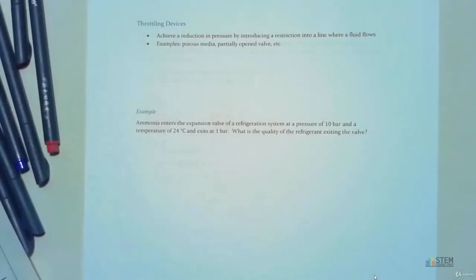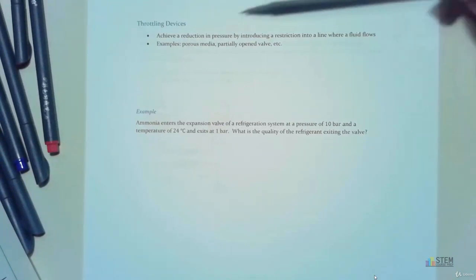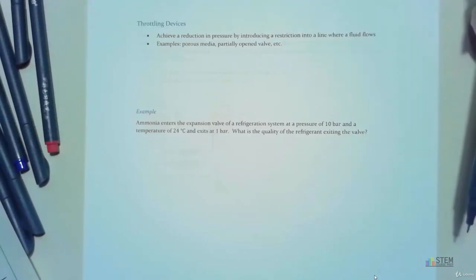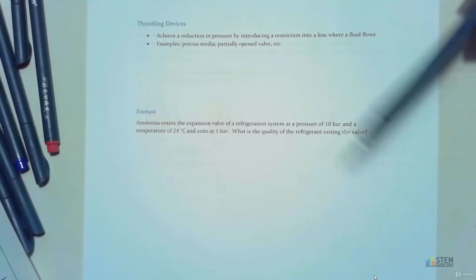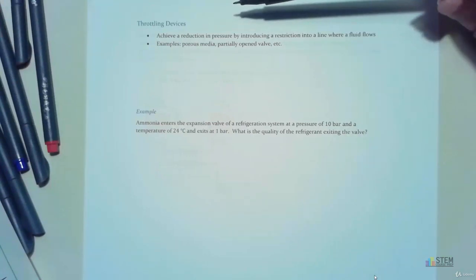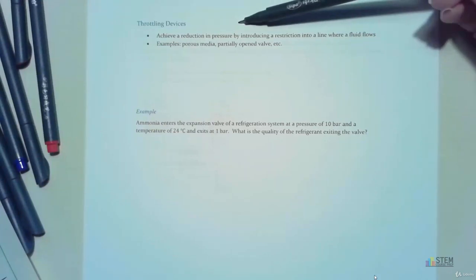Hey guys, welcome back. This is our last topic for Chapter 4, and this one's going to be over throttling devices. A throttling device is going to give us a reduction in pressure by introducing a restriction into the line where fluid flows. For example, if you had a water hose out in the backyard and you put a sponge in front of the opening of the hose and turned the water on, that's going to slow down the flow of that water, right? That's what we're talking about here.